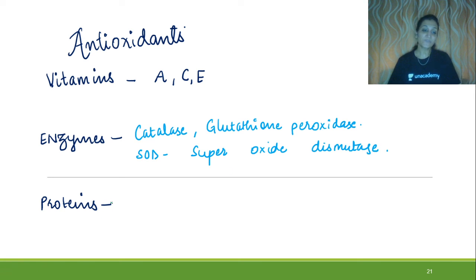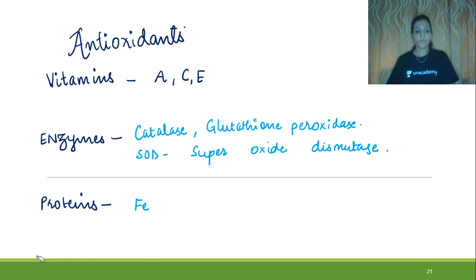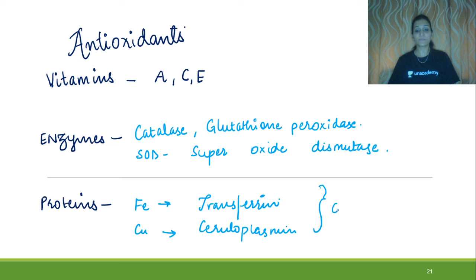And the proteins which are antioxidants are some of the carrier proteins: for iron, it is transferrin, and for copper, it is ceruloplasmin, right? So these are the carrier proteins.